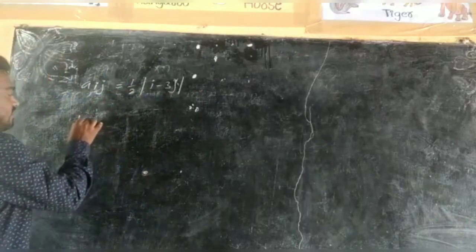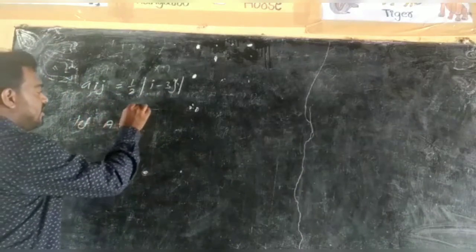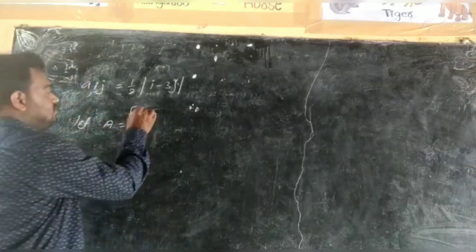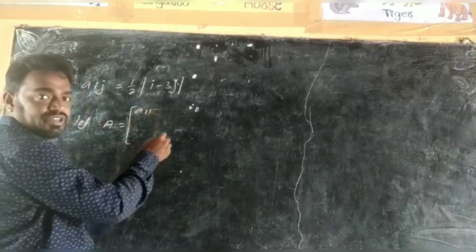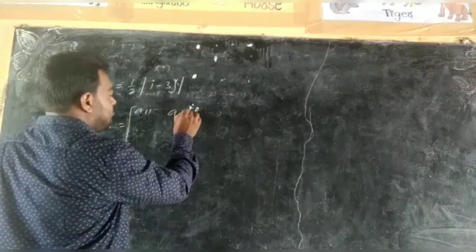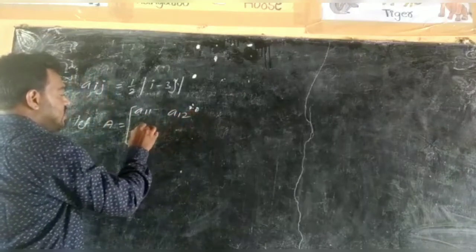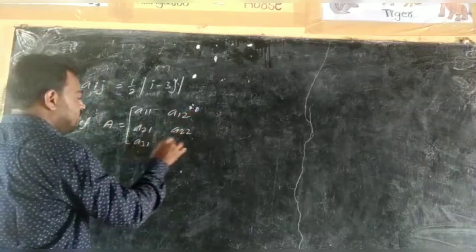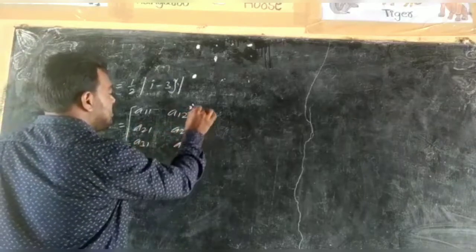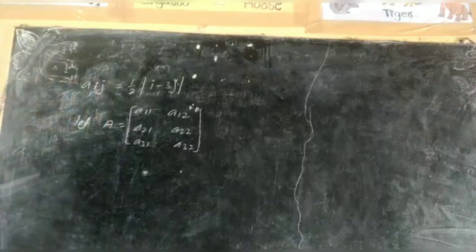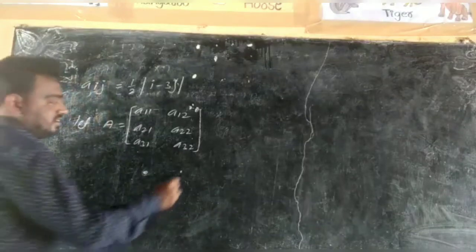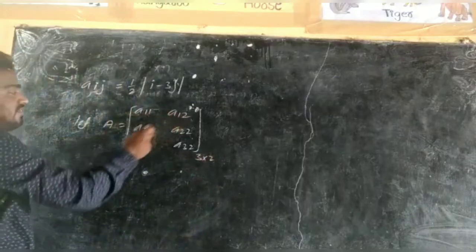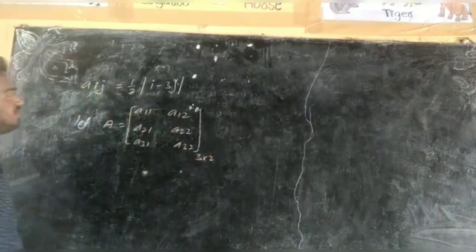So you see, let matrix A be of order 3 cross 2. 3 cross 2 means 3 rows, 2 columns. You see now A11, A12, next A21, A22, A31, A32. This is the order of the matrix. Order of the matrix 3 cross 2, right? So these values A11, A12 and so on, we need to find.